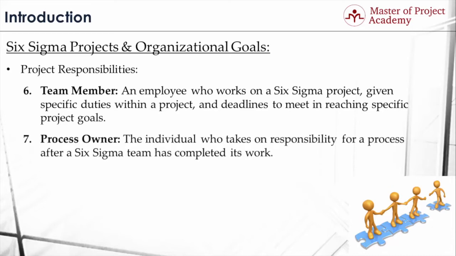And 7. Process owner. The individual who takes on responsibility for a process after a Six Sigma team has completed its work. During this lecture, we have seen Six Sigma projects and organizational goals. We've seen how a project is selected and responsibilities within a Six Sigma project. During the next lecture, we will be going over process for Six Sigma.